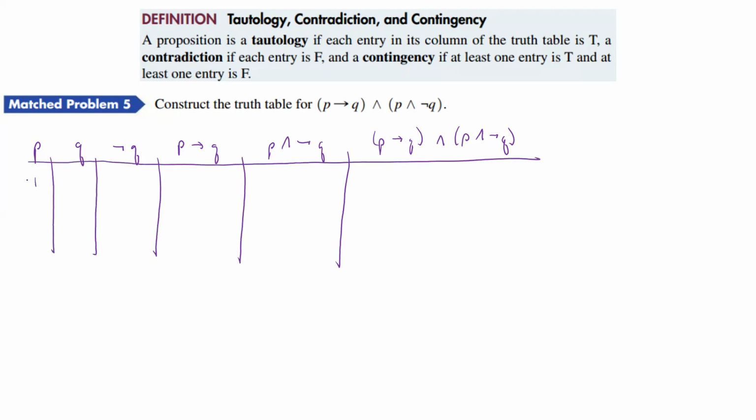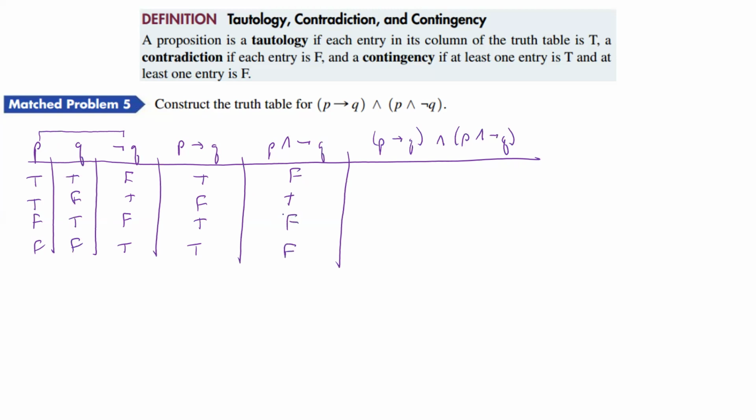All right, so P, true, true, false, false, Q, true, false, true, false. Not Q, false, true, false, true. If P, then Q. Well, it's going to be true, false, true, true. All right, now we have P and not Q. So now we're doing P and not Q. So they both have to be true to be true. So that's false. That one looks to be true. That one looks to be false and then false.